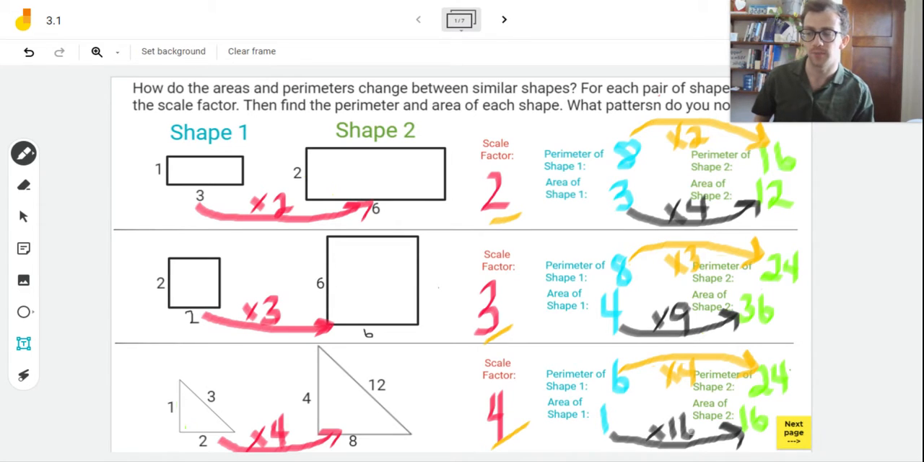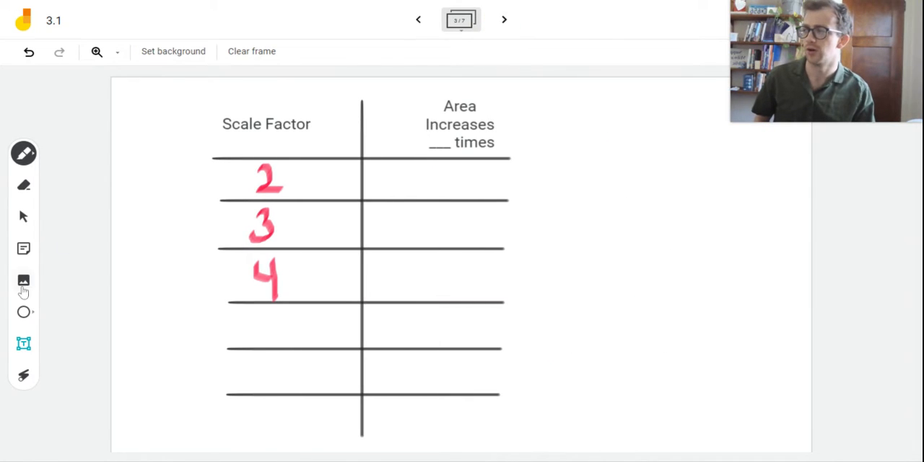You might be noticing a pattern right now, but if not, let me go ahead and organize those numbers into this table. When the scale factor was 2, the area increased by 4 times. When the scale factor was 3, the area increased by 9 times. And when the scale factor was 4, the area increased by 16 times. I want you to pause the video right here. See if you can find the pattern of how scale factor affects how much the area increases by.